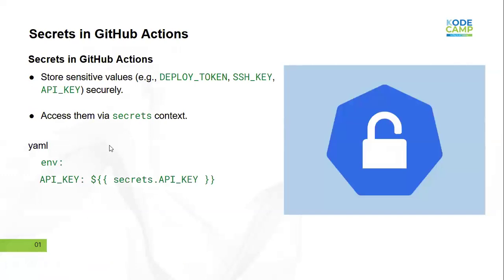Then there are secrets. Secrets are where you store sensitive values. When you're doing your assignment, this is where you're going to store your Docker personal access token. You use secrets, and then you access it using dollar, curly braces, secrets dot API key. Imagine you store the name of an API key; you can reference it here. So yeah. Any questions?